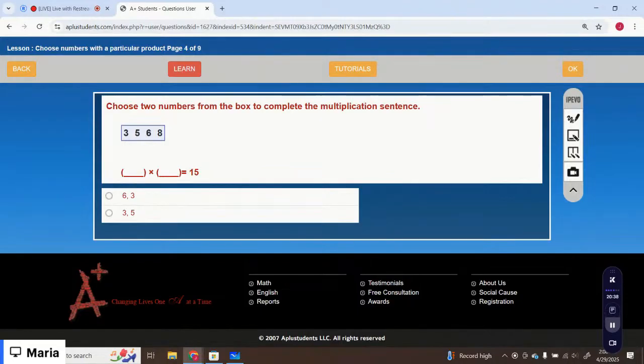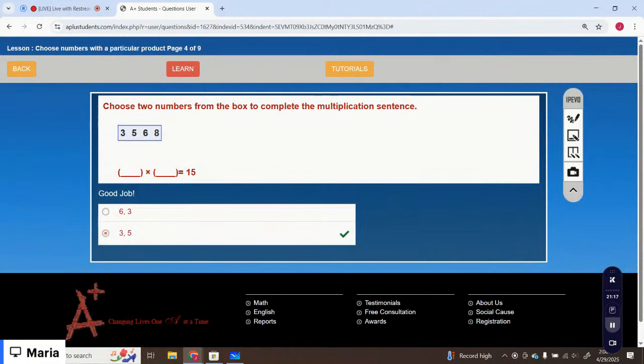Choose two numbers from the box to complete the multiplication sentence. So which two numbers have the product 15, which is the correct option? Option number two is the correct option. 3 times 5 makes 15. Very good. That's option number two.